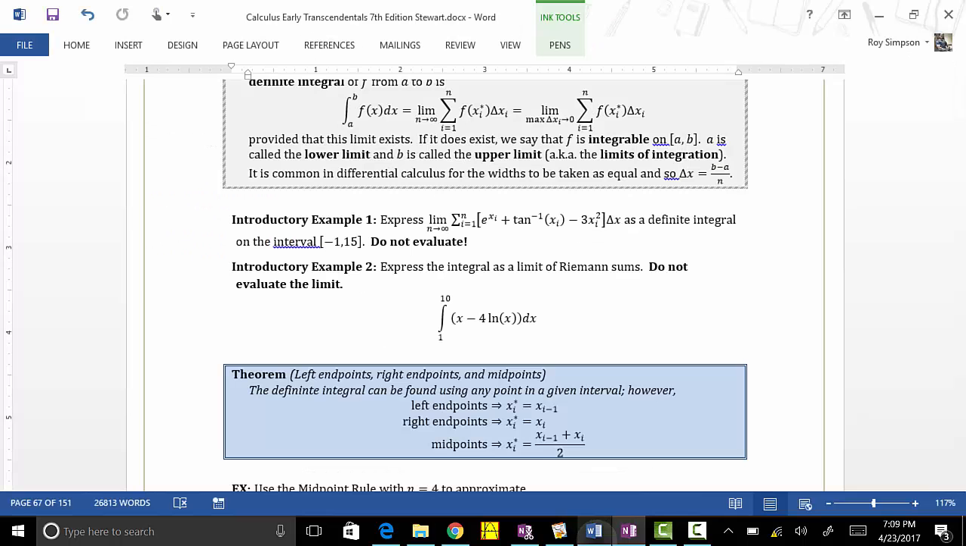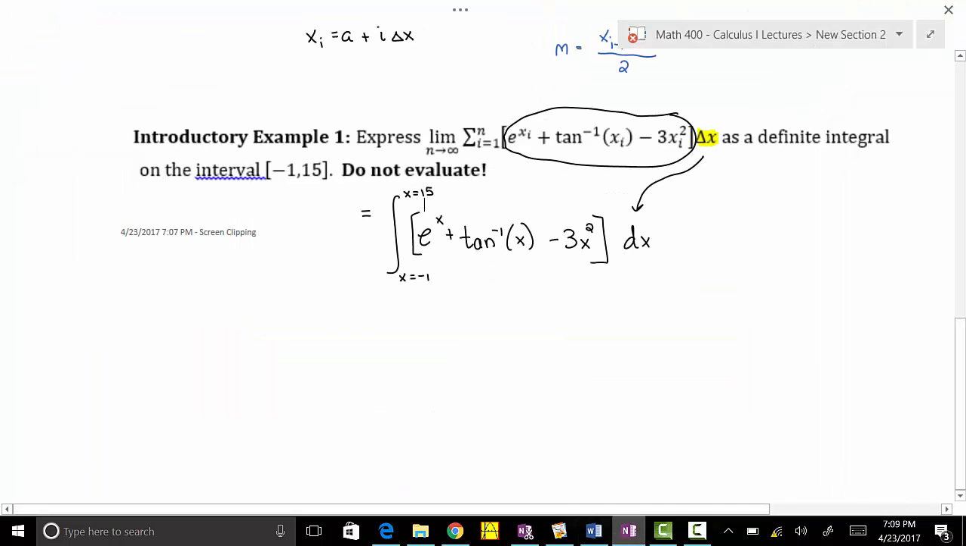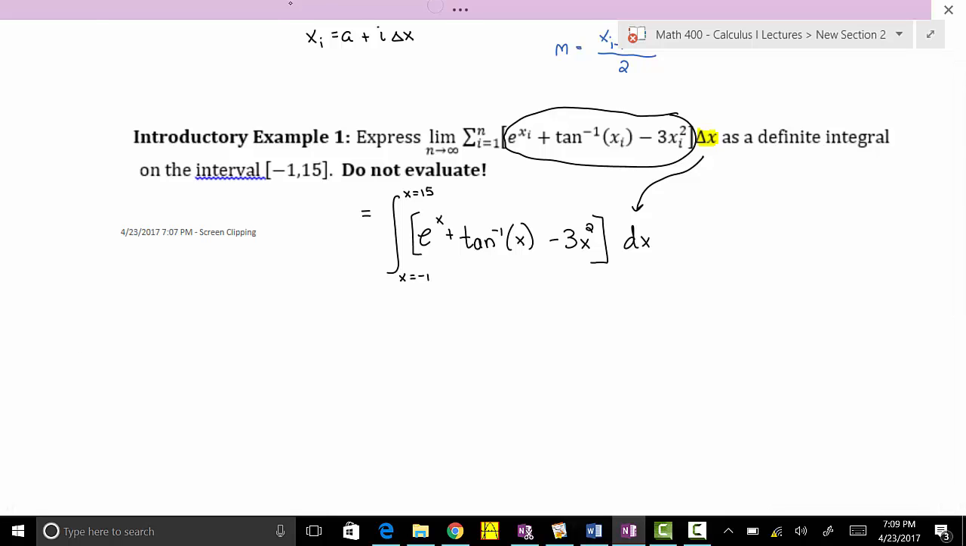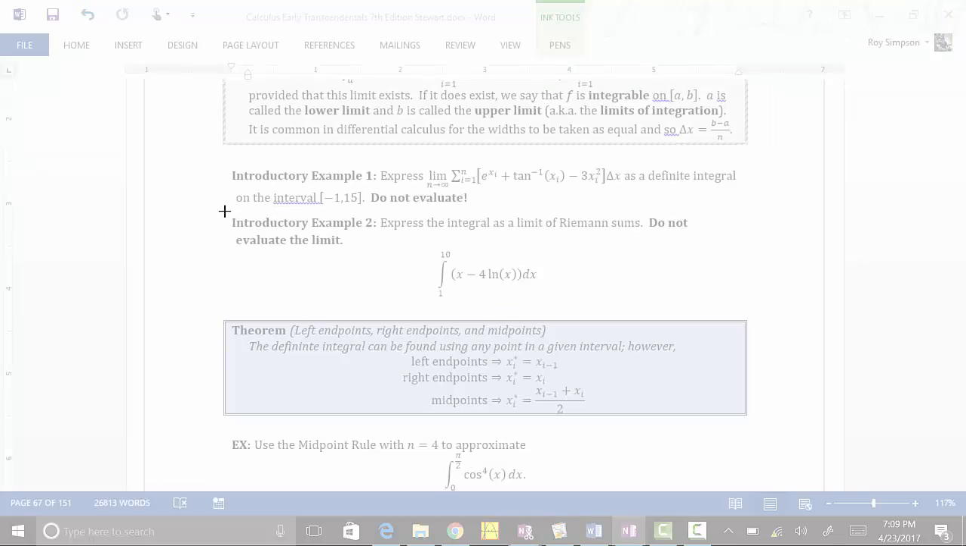Let's throw on here the next introductory example. Let me go ahead and insert that. Tap down here first, and then insert that.